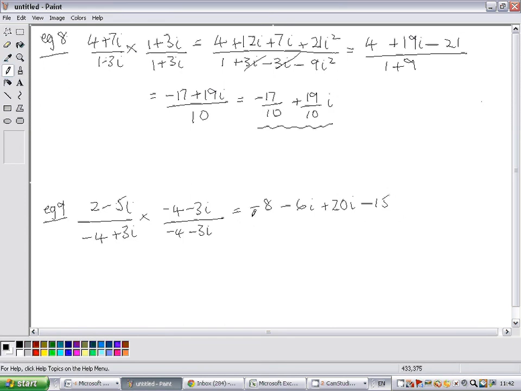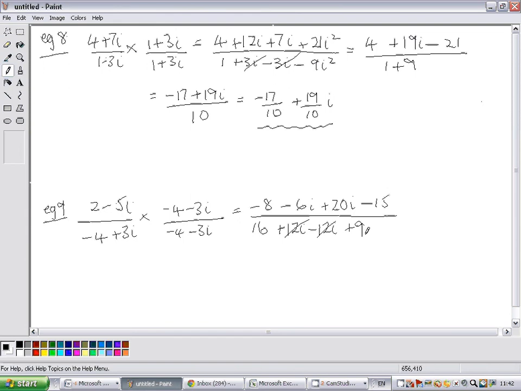Same on the denominator, we have 16, and then we have plus 12i minus 12i. Always look for those cancelling. If they don't, you've made a mistake. And then at the end we have minus 9i squared, which would become plus 9.